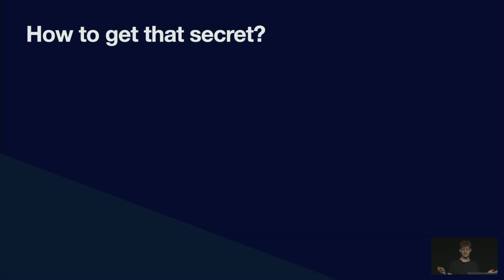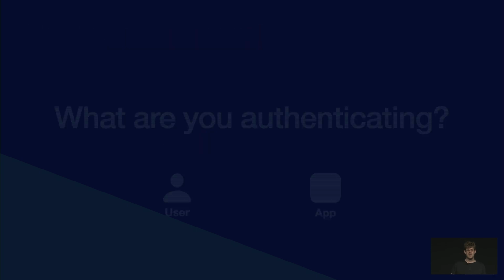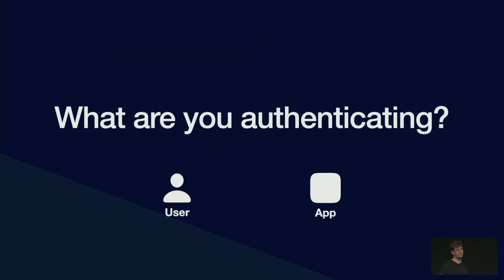So how do we get that secret? Authentication is the key moment where you get the secret from your server, and it depends. For creating an authentication that works, you need to ask yourself, what am I authenticating? You could be authenticating a user, but you could also be authenticating that it's your app that is actually using your API. So let's start with user.